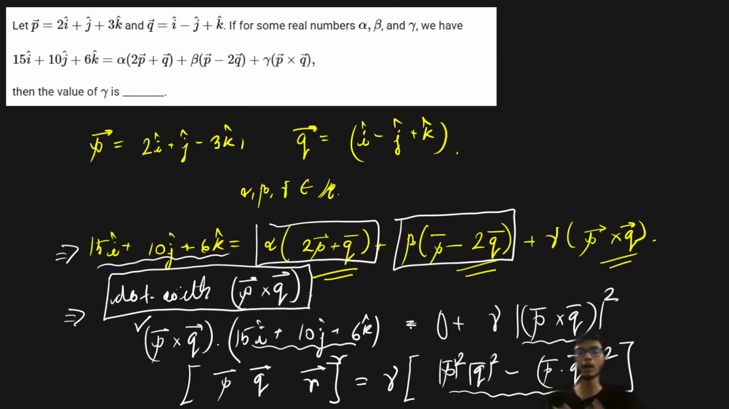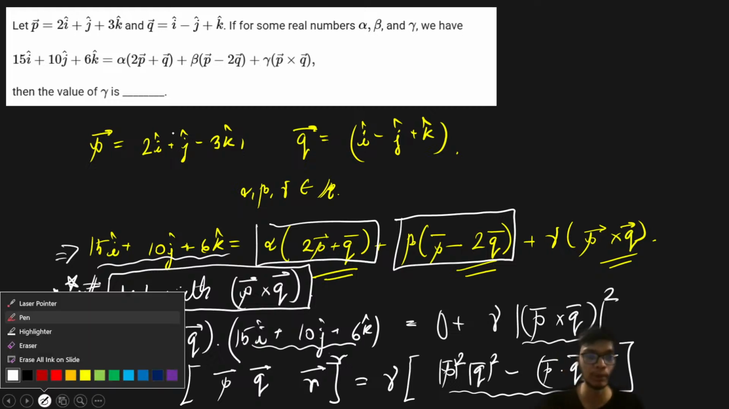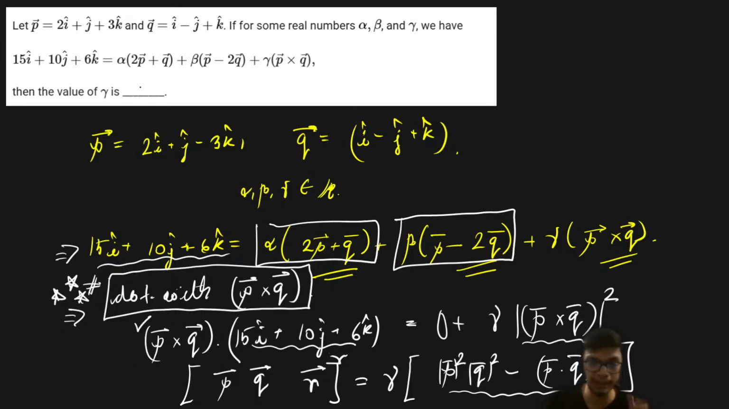So this is how you can easily solve the question and get to the answer in a very straightforward way. The main idea was to understand this particular step, because if I do the dot product with the p cross q vector, then the beta and alpha dependency is going to vanish very quickly. So ultimately the value of gamma is going to be 2, which is the numerical or integer type question that was asked in the paper. I hope you all are getting the same answer as 2. Please let me know if you are getting the same answer or not.